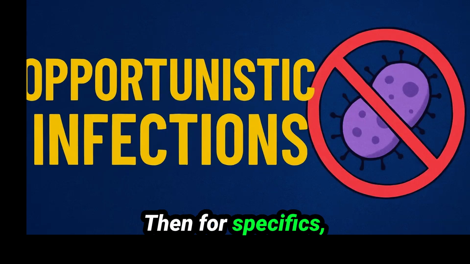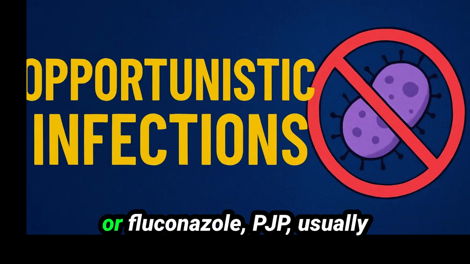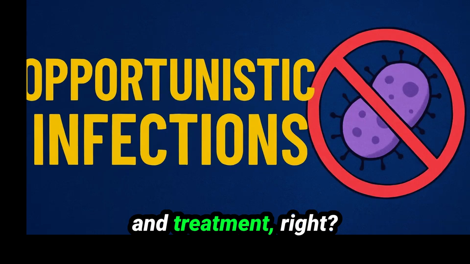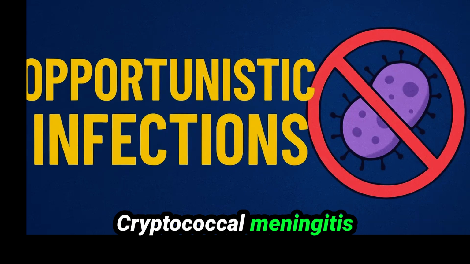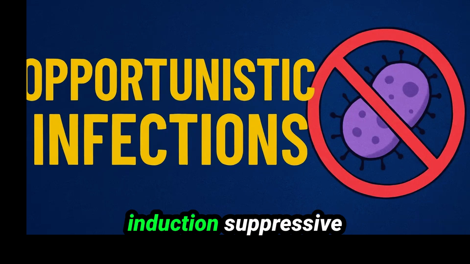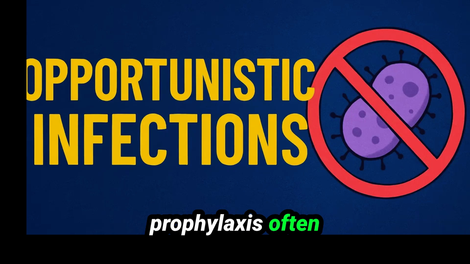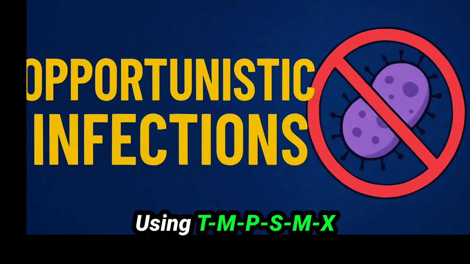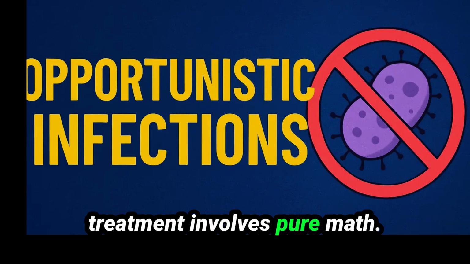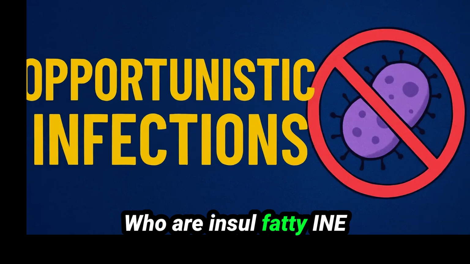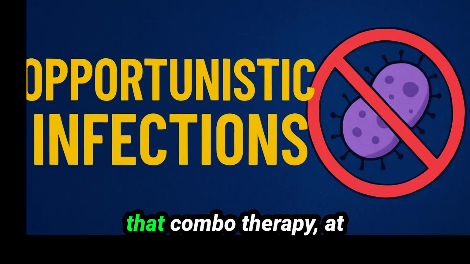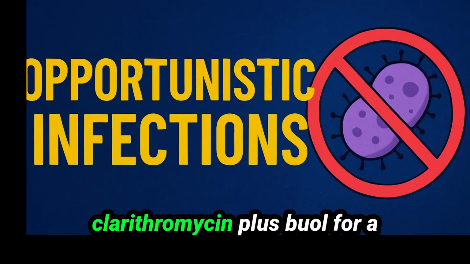Then for specifics, candidiasis, often topical or fluconazole. PJP, usually TMP-SMX for prevention and treatment. Right. Cryptococcal meningitis, that three-phase approach. Induction, consolidation, suppressive maintenance. Toxoplasmosis prophylaxis often overlaps with PJP using TMP-SMX. Treatment involves pyrimethamine plus sulfadiazine, usually. And MAC needs that combo therapy, at least two drugs, often clarithromycin plus ethambutol, for a long time.